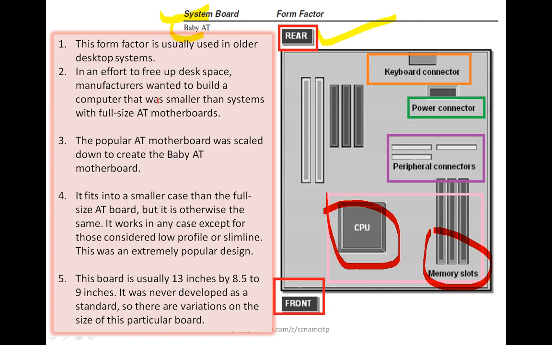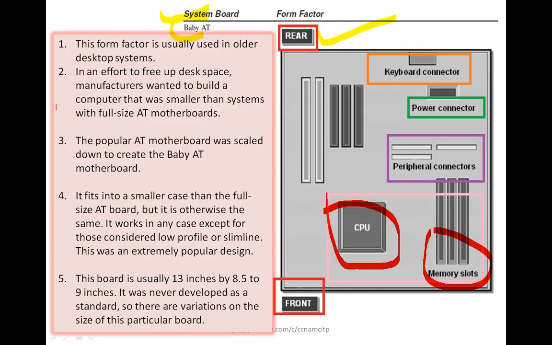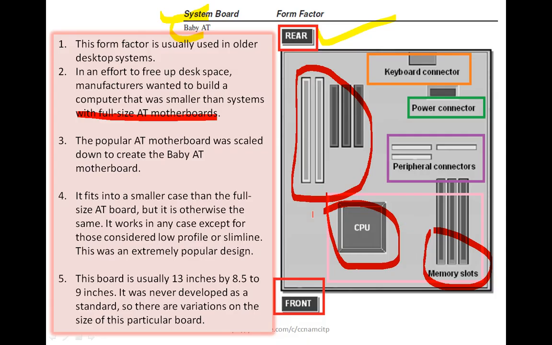And in an effort to free up disk space, as I told you in this one, it was consuming the entire place, or it was very big. So to avoid that, they made a couple of changes in this one. Manufacturers wanted to build a computer that was smaller than systems with full size AT. So they wanted to develop a motherboard which is small in size compared to full size AT. So they thought of a couple of changes to bring in this version of form factor.